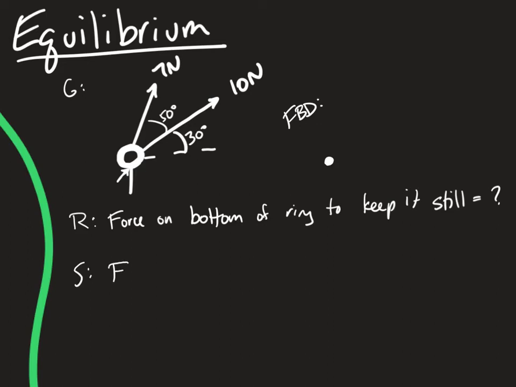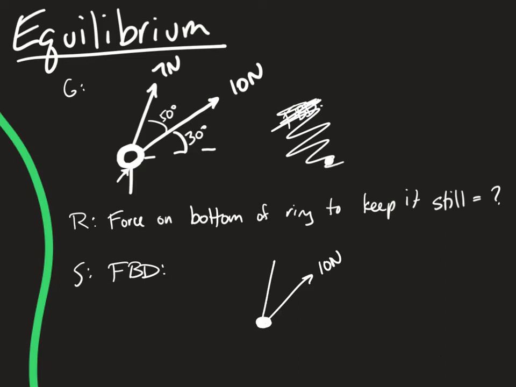Okay, let's do the free body diagram down here. I don't want to muddy things up. Ignore all this. So here's our ring, and it's got a force on it going this way of 10 newtons. It's got a force on it going this way of 7 newtons. Let's put some angles in there, 30 degrees, and this angle, 50 degrees.